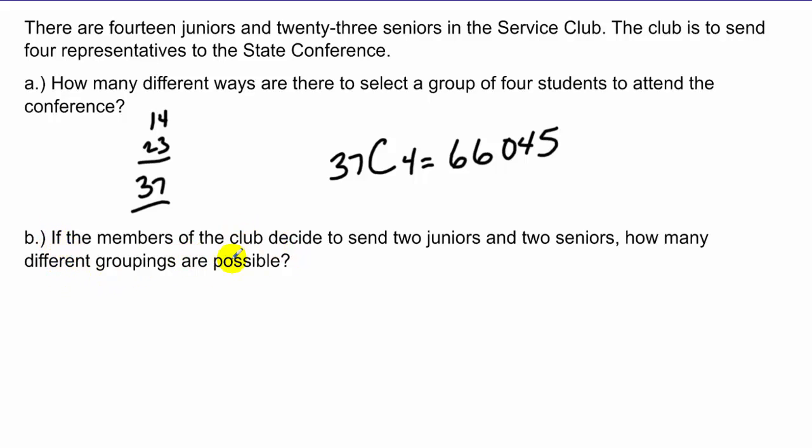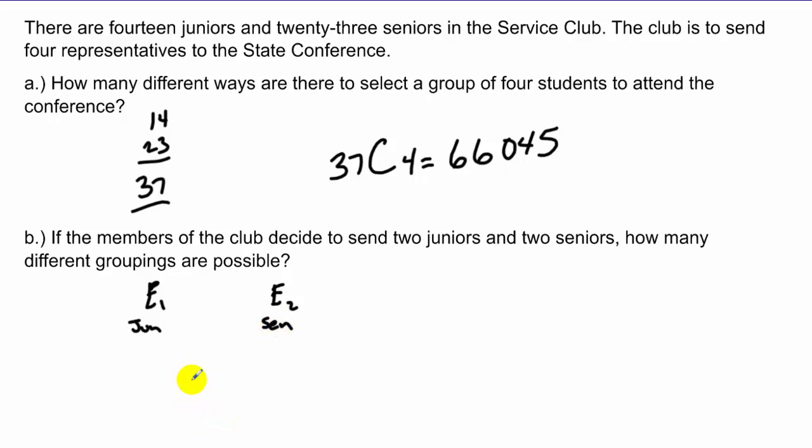Now they decide, rather than just choosing 4 kids, they want to make sure things are kind of equal and they represent 2 juniors and 2 seniors. How many different groups are possible? So what we really have to do is we have to have 2 events. Event 1 and then event 2. This is going to be choosing a group of juniors and then choosing a group of seniors.